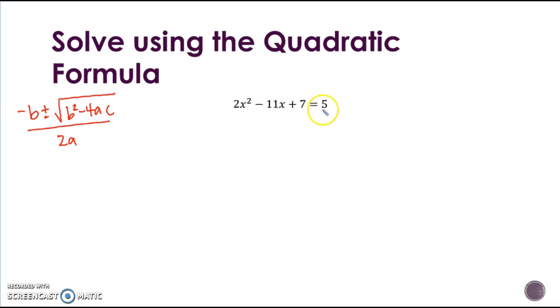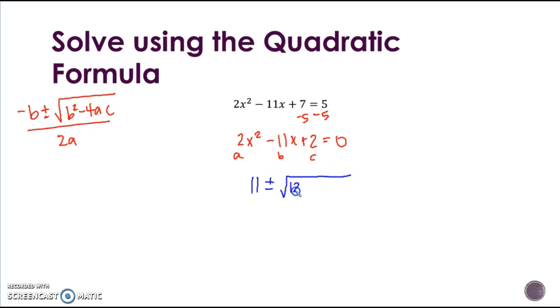So for this example, I'm going to subtract the 5 over and get 2x squared minus 11x plus 2 equals 0. Then my a is 2, my b is negative 11, and my c is 2. So then I'm just going to plug in. So a negative b would be a negative 11, or a positive 11, plus or minus the square root.